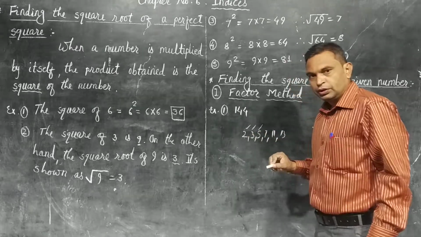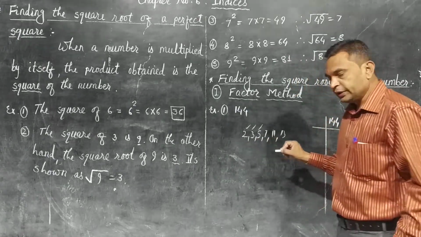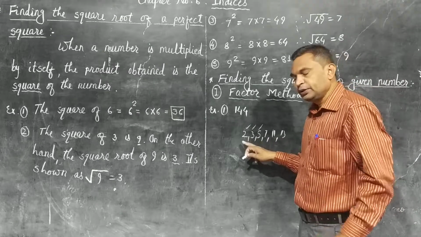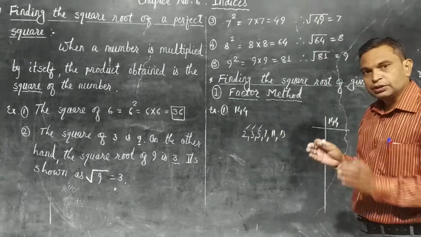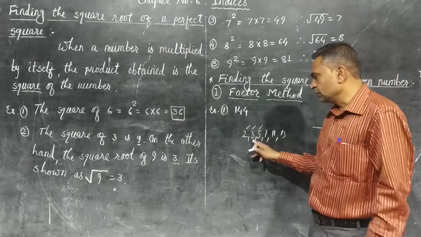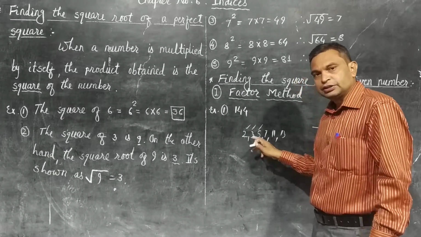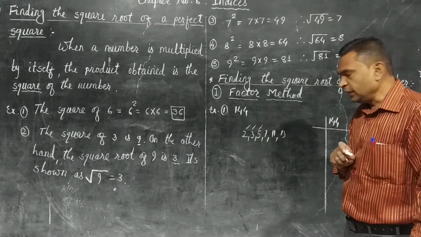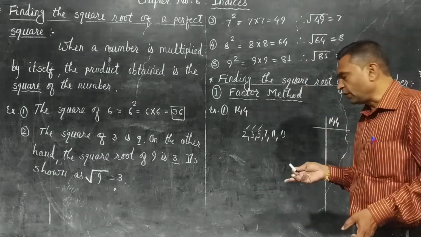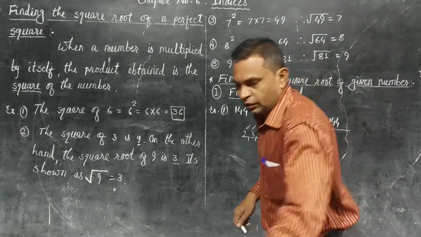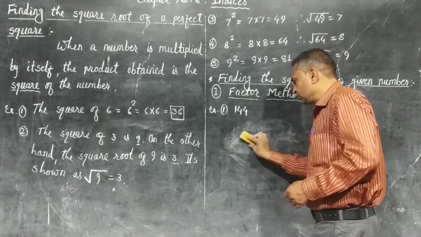Then there is the test of 2, test of 3, test of 5. Test of 2, if in the unit place there is 0, 2, 4, 6 or 8, then that number can be divided by 2. That is the test of divisibility by 2. 3, the sum of digits comes in the 3's table, then that number is divided by 3. That is the test of divisibility by 3. 5, 0 or 5. In unit place, if there is 0 or 5, then we can divide that number by 5. These are the tests we have learned in the third chapter.